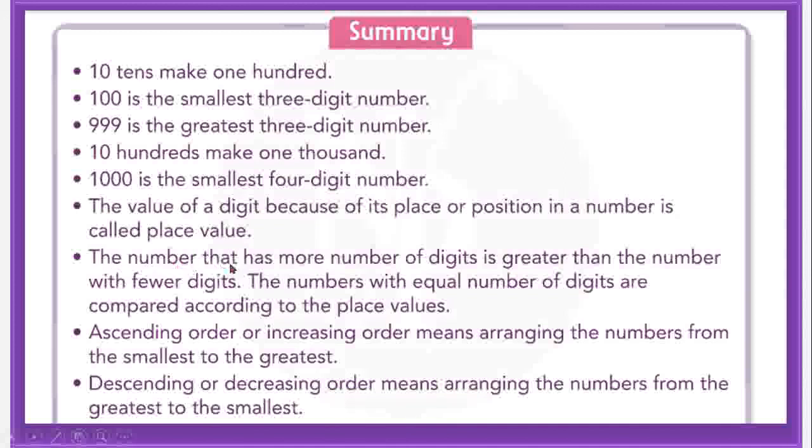The number that has more digits is greater than the number with fewer digits. The numbers with an equal number of digits are compared according to the place values. This is the condition for comparing the numbers. Ascending order or increasing order means arranging the numbers from the smallest to the greatest. Descending or decreasing order means arranging the numbers from the greatest to the smallest.